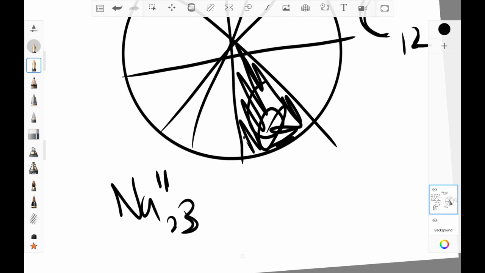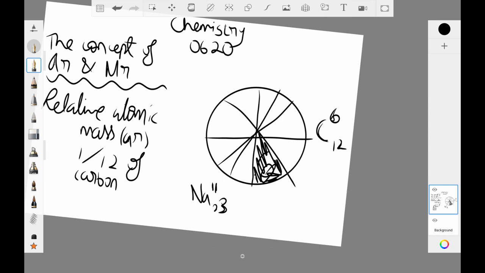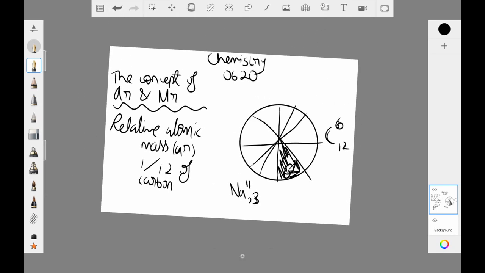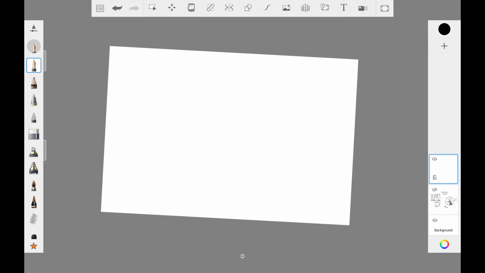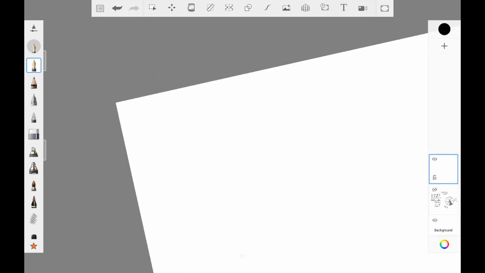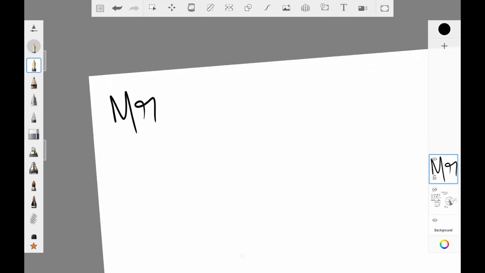And that's the concept behind AR, relative atomic mass. Again, just to reiterate, you're basically just comparing the mass of one whole atom to 1/12 of a carbon atom, not the entire carbon atom. And similarly, we also have MR, which uses the same concept. Now, MR can mean either relative molecular mass relating to molecules or relative formula mass relating to compounds. But the concept is the exact same.